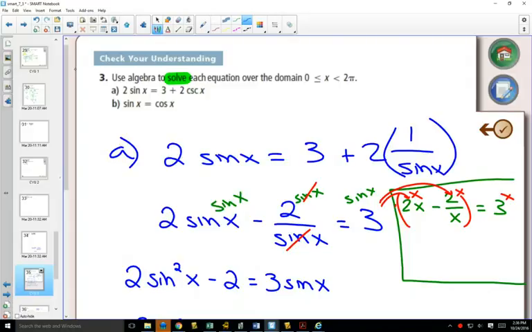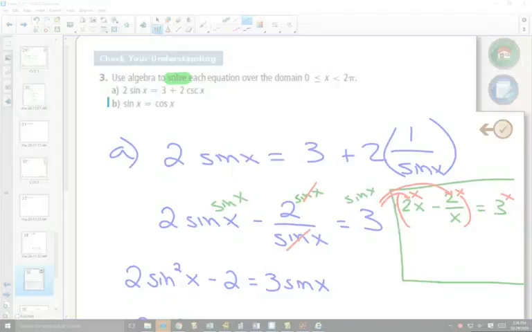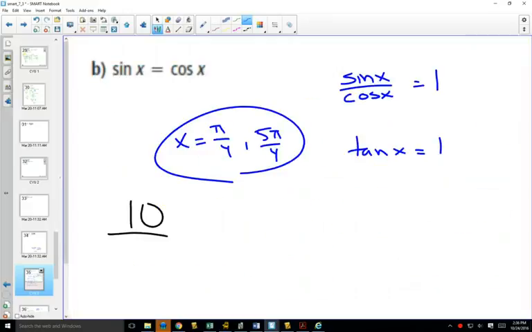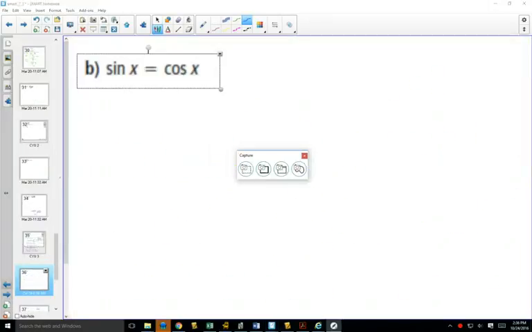All right, for the second one here. Part B, sine x equals cos x. Did that work? No, there we go. Sine x equals cos x.